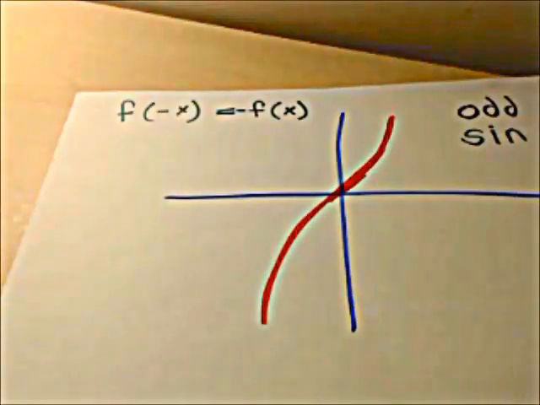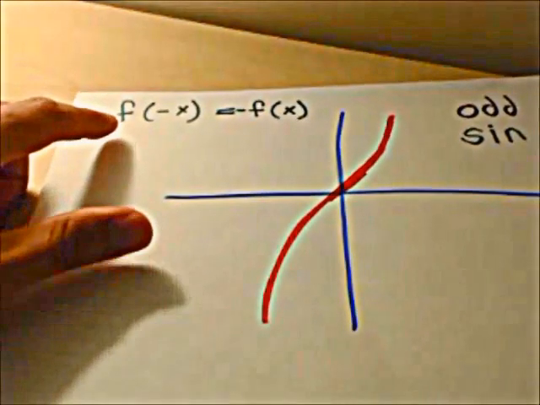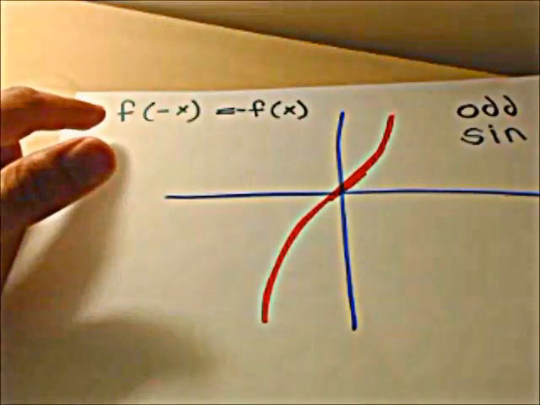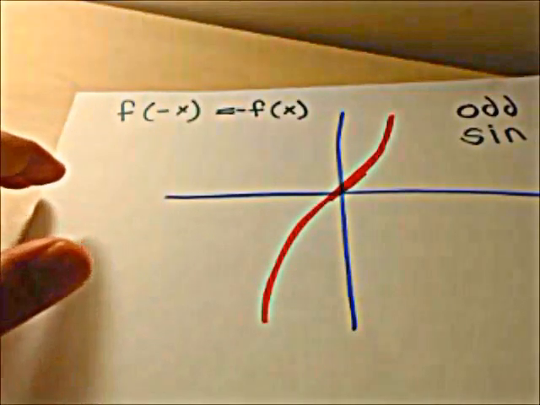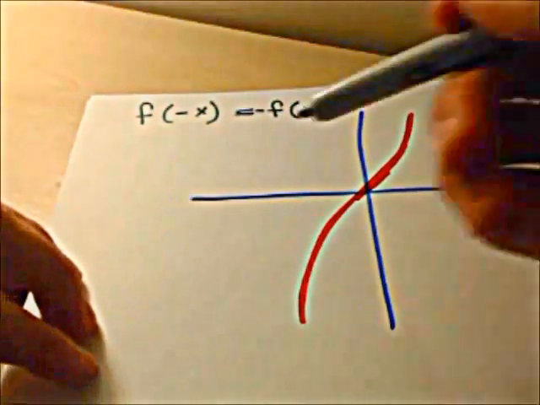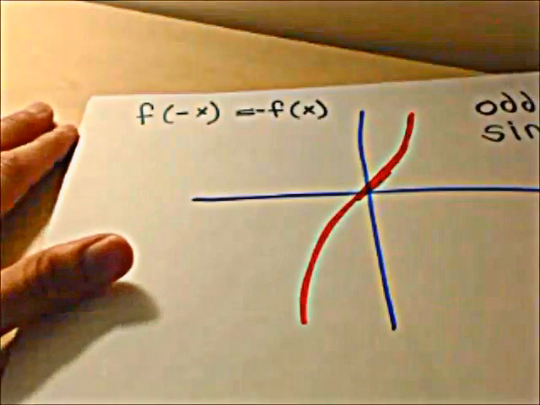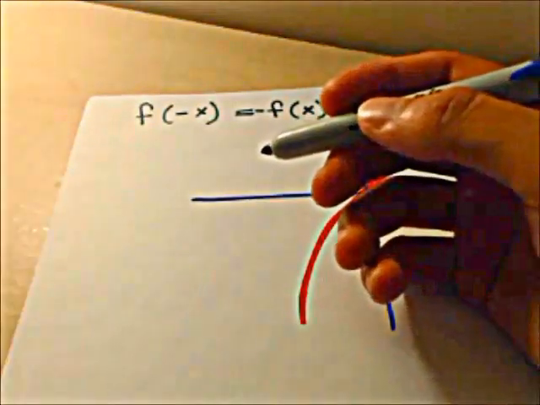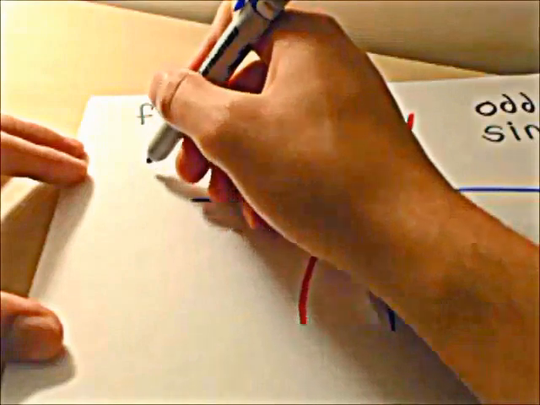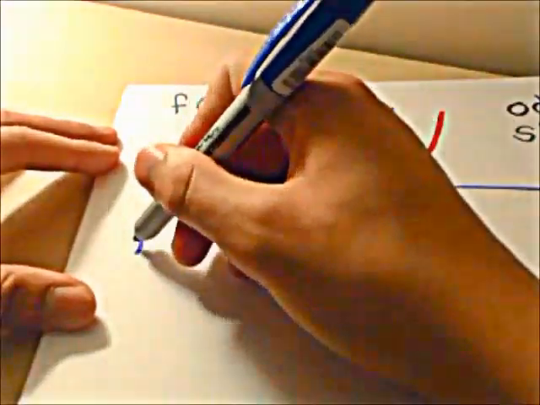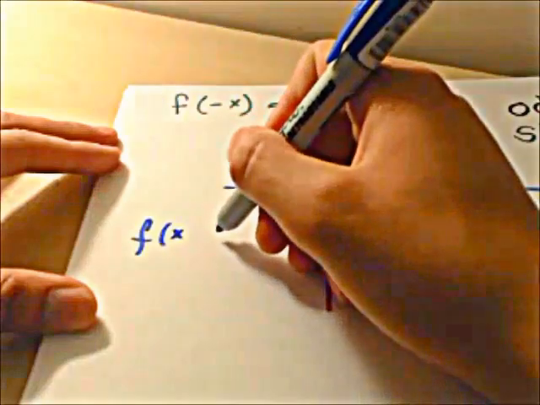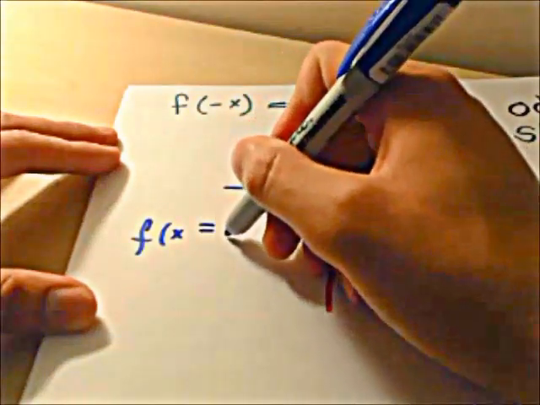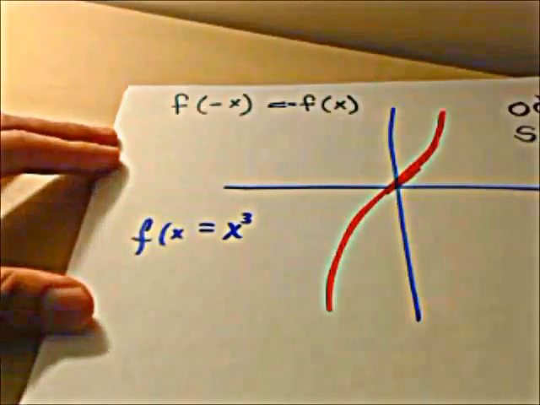Alright, now let's try the odd function. An odd function says that if you've got f of minus x, and it's an odd function, then that equals minus f of x. Let's try this out using an example, just to clear things up and not use ambiguous and vague terms. Suppose that f of x equals x to the power 3.